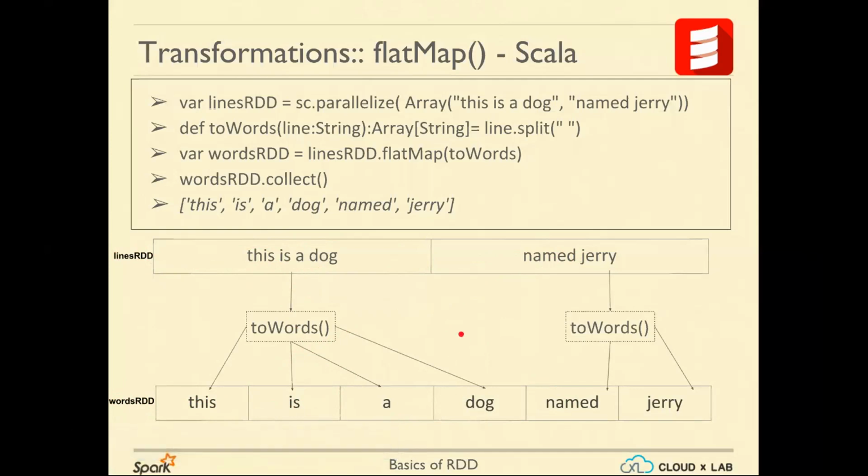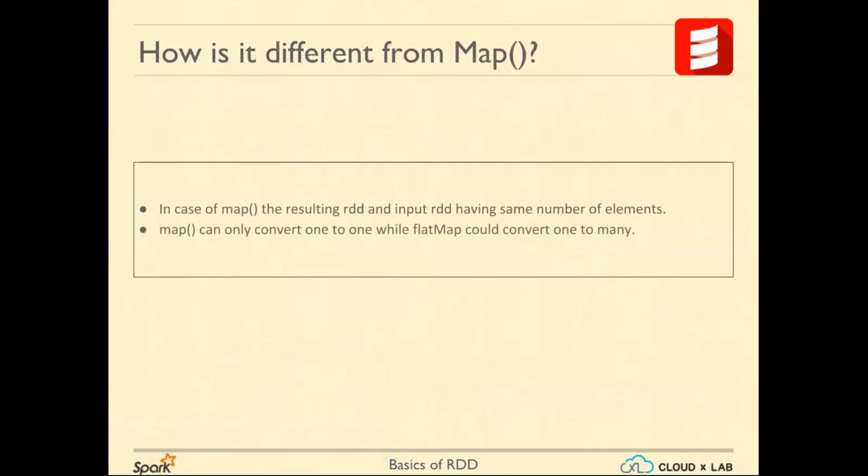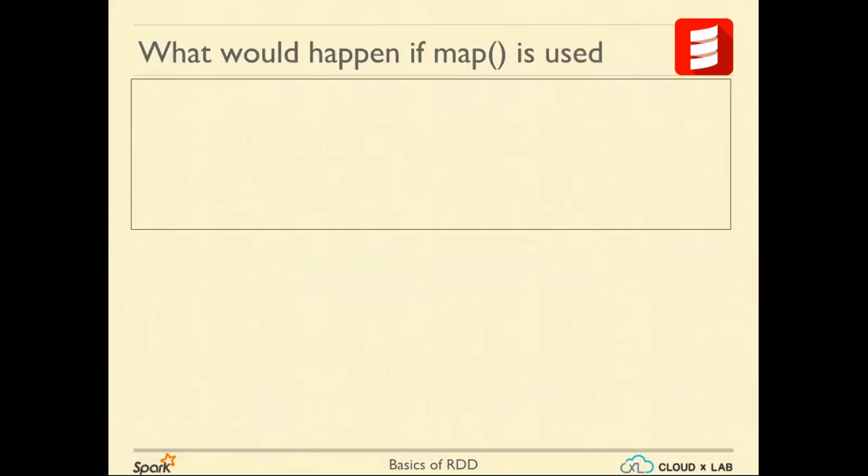So flat map generally gives more records than the actual one, but that's not always true, because it could give fewer records. All right. So how is it different from map? In case of map, the resulting RDD and input RDD have the same number of elements. Map can only convert one to one, while flat map could convert one to many.